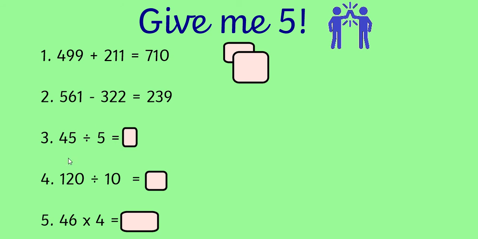Then we have 45 divided by 5. Okay, so we can count up in 5s until we get to 45 and see what we get. So 5, 10, 15, 20, 25, 30, 35, 40, 45. I'm holding up 9 fingers. So our answer is 9. Next one, 120 divided by 10. Okay, how many 10s can fit into 120? I know that something times 10 is 120, and I know that that something is 12.